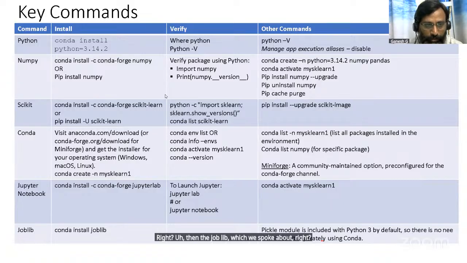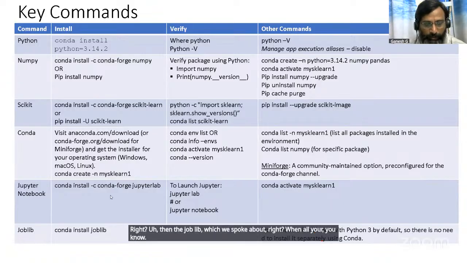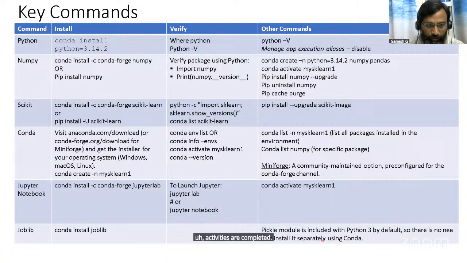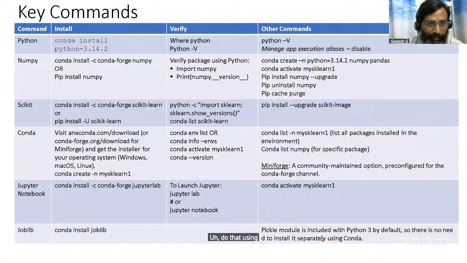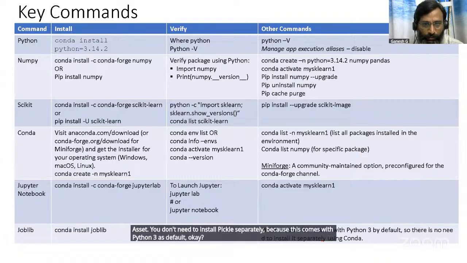Once all your activities are completed, the pipeline execution is done. Then sometimes you want to use that prediction or that model in some other libraries or other program, right? So you can do that using the pickle or joblib module. You don't need to install pickle separately because it comes with Python 3 by default. So you don't need to have it installed separately on conda. But if it's joblib, then yes, you need to have it installed on conda itself.